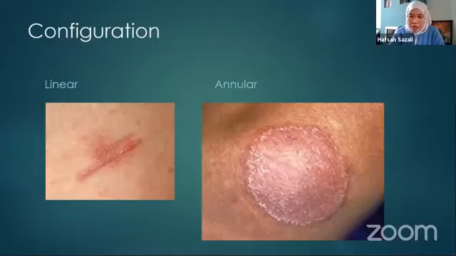And some conditions also occur in an annular pattern. For example, a common example is tinea corporis, which has a scaly raised border with annular shape. But there are other skin conditions which can be annular as well, like discoid eczema and granuloma annulare. They can all occur in an annular pattern.